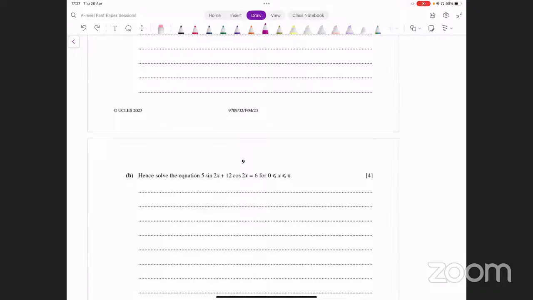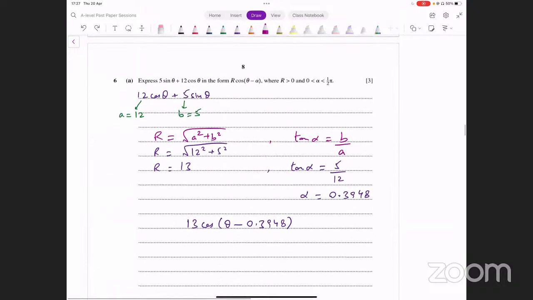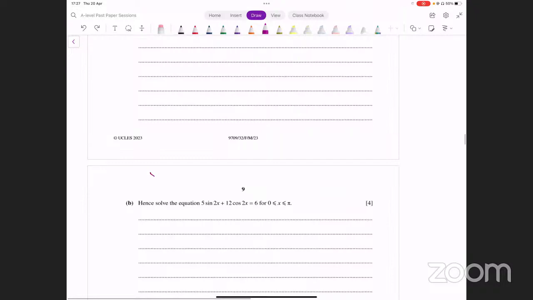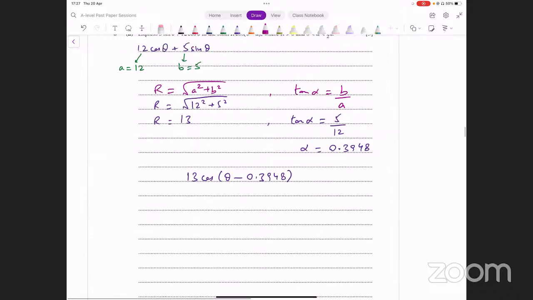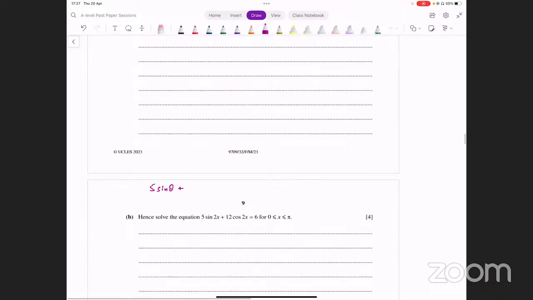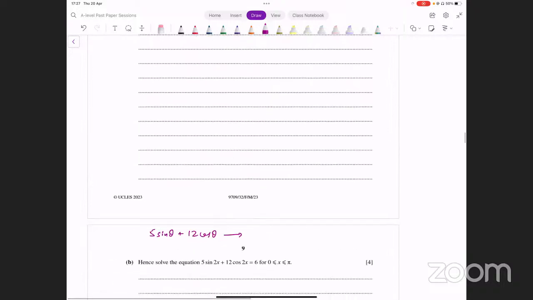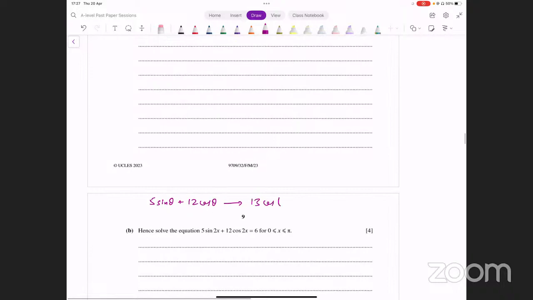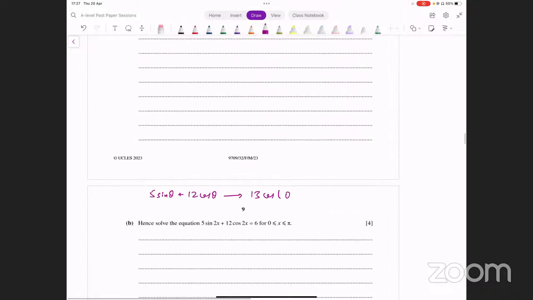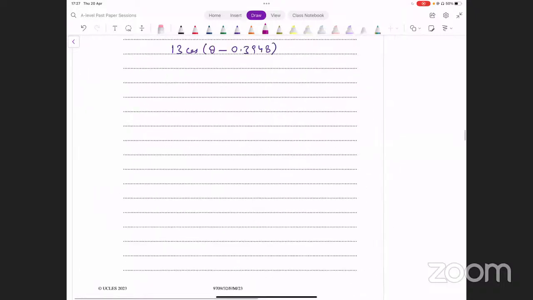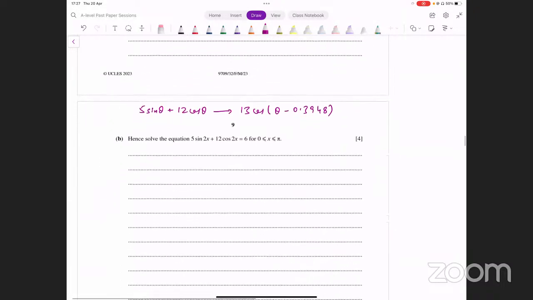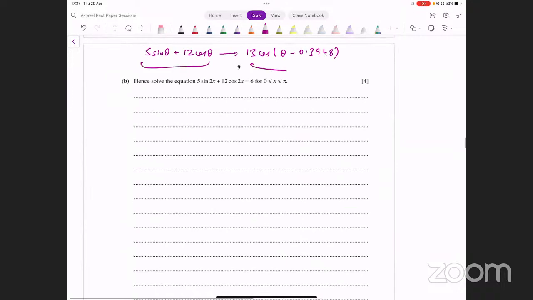What did you do in the previous part here? In the first part, what you did is that you had this expression, 5 sine theta plus 12 cos theta. You converted it into this form: 13 cos of theta minus 0.3948. This is what we have done in the previous part. So we converted this expression into this form.